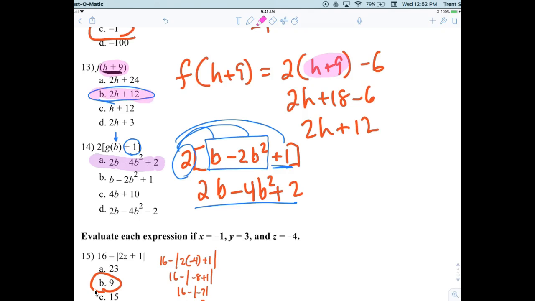Now 14 is the one that was pretty hard, so let me erase all this so you can see the original part. For 14, remember, I replaced x with b, then I added 1, then I multiplied by 2. Everybody see that?